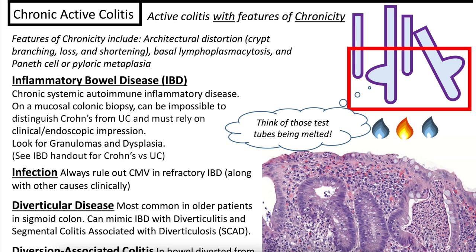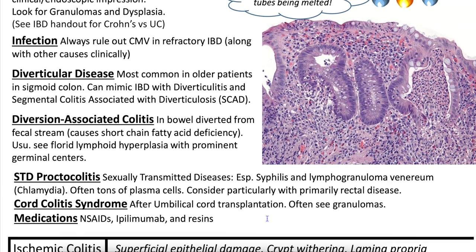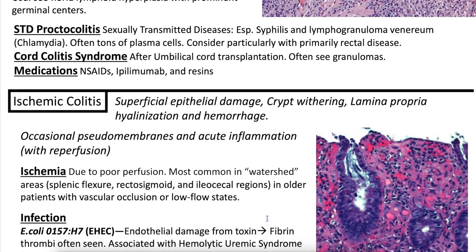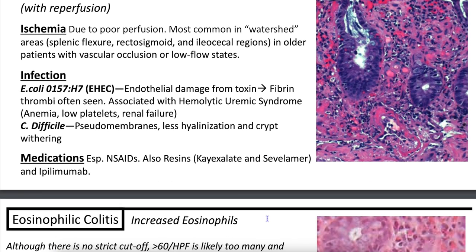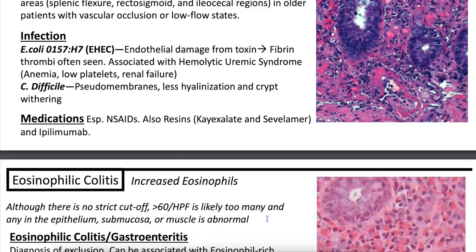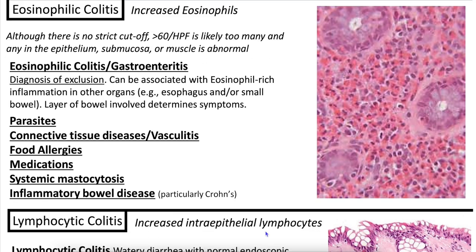Chronic active colitis, IBD, infection, diverticular disease, diversion-associated colitis, STD proctocolitis with a lot of plasma cells, cord colitis syndrome, meds. Ischemic colitis, ischemia, infection with your E. coli O157:H7 EHEC, C. difficile, meds like NSAIDs, resins, ipilimumab. Eosinophilic colitis, diagnosis of exclusion, parasites, connective tissue disease, vasculitis, food allergies, medication, systemic mastocytosis, and IBD.